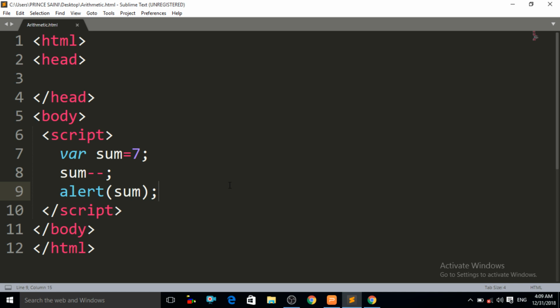In our next lecture, we will study the comparison operators in JavaScript, friends. Friends, these arithmetic operators are very important in JavaScript, because whenever you make a large program or any complex program, then you will find the use of these operators, friends. So friends, it is enough for today.